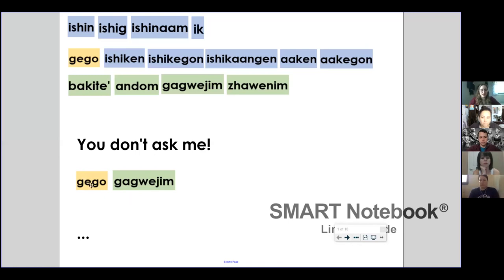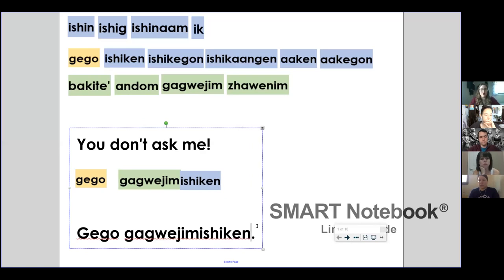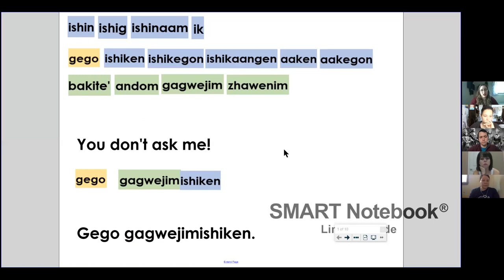Okay. So I saw Kevin's answer there. He said, Gego gagwajam ishkain. So Gego gagwajam, and then you need the ending ishkain. Okay. And then you can rewrite them here. This whole document is available for you guys to download and change up however you want.